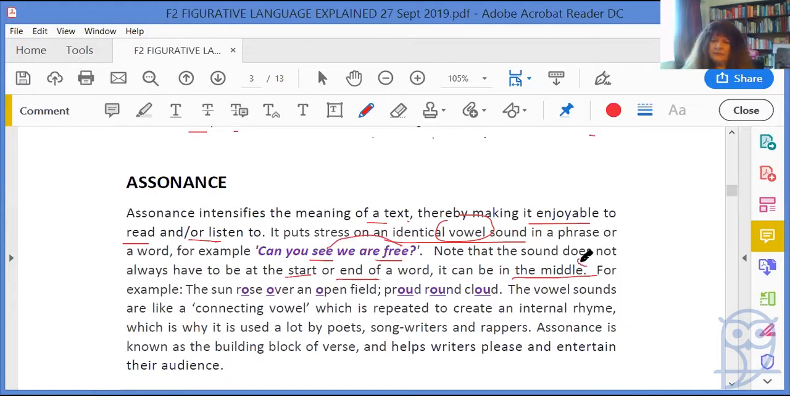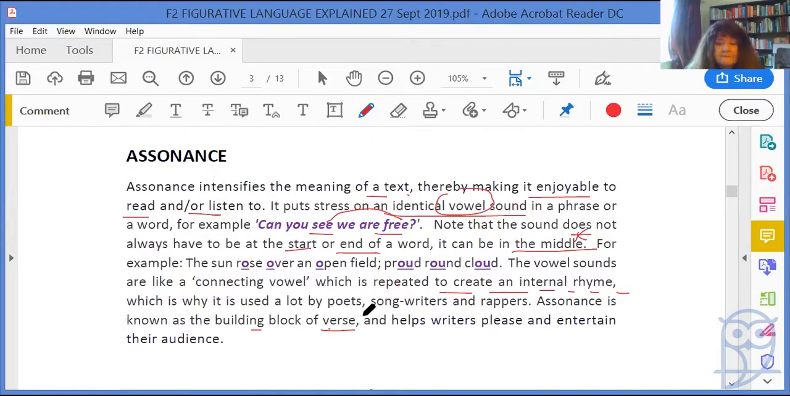And this is where people get very puzzled. It's not at the beginning or the end. How can that possibly rhyme? It's not really about rhyming. It's about the sound you hear. So the vowel sound is like a connecting vowel, which is repeated to create an internal rhyme inside a word. Used a lot by poets, songwriters, and rappers. So we'll look at that later. Assonance is known as the building block of verse and helps writers please and entertain their audience. So assonance is very important.